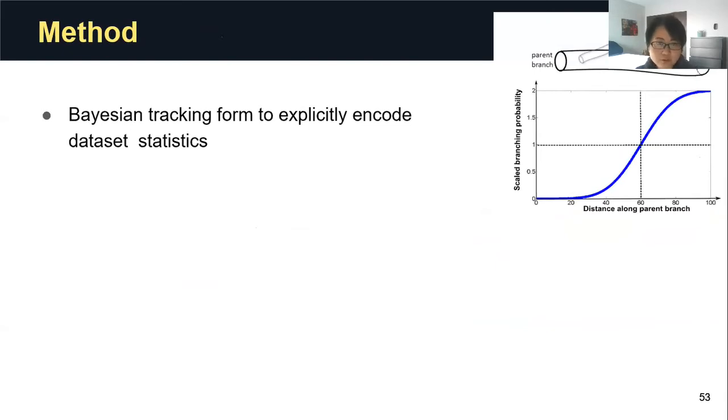So the method is like this. We want to encode the dataset statistics into the real tree tracking process, and we break it down from two perspectives. One perspective is to encode the length statistics, and another is to encode the angular statistics.